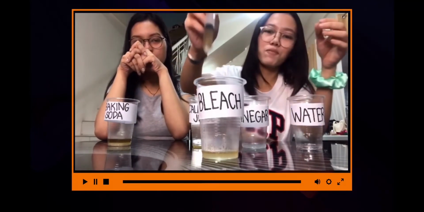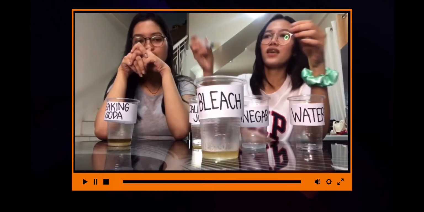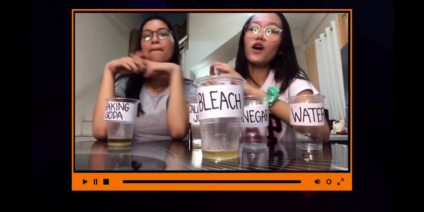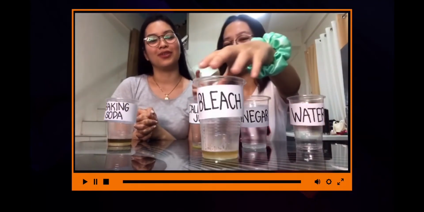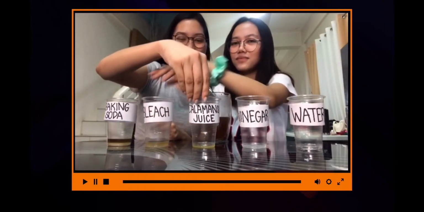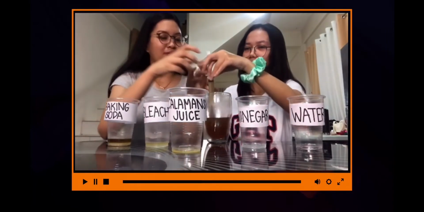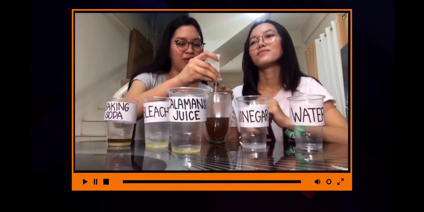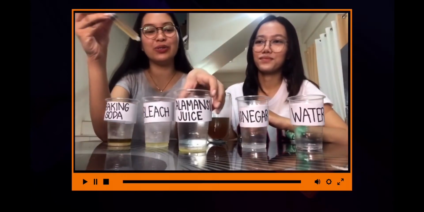So let's add some more. So as we can see, it also changed its color and it turned into pale yellow. Wow! I'm so excited to try the third one. I'll now put 10 ml of our natural pH indicator into 5 drops of calamansi juice.